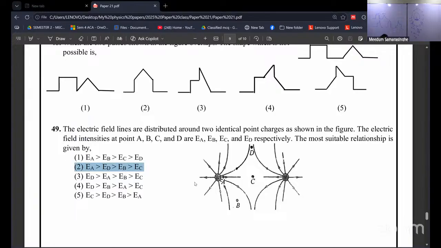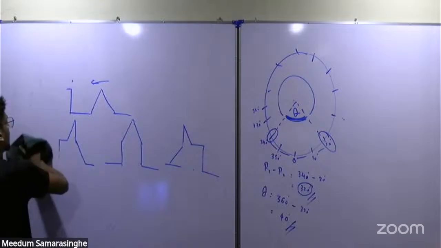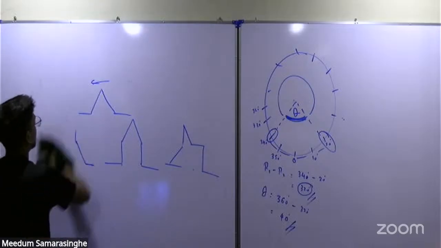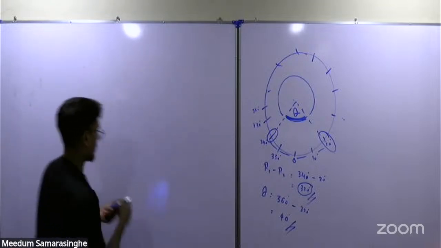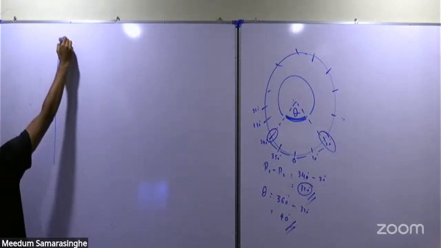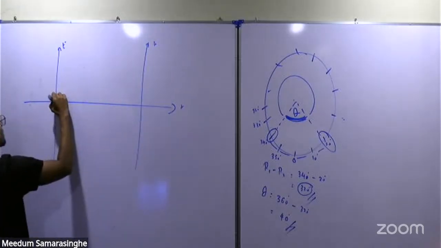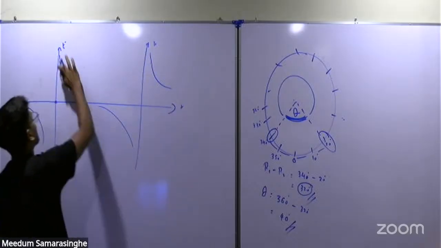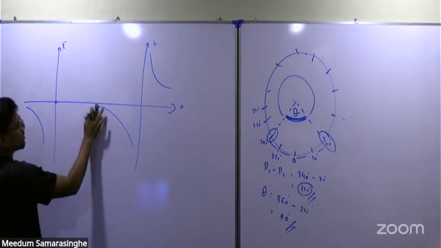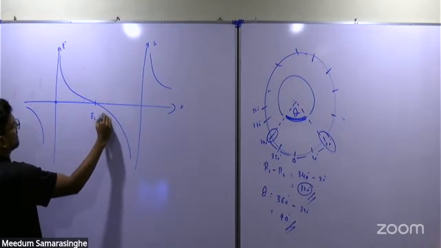Very easy. Why is the electric field strength at point A maximum? Can you remember, when there are two point charges, let's say two positive point charges, the electric field strength with distance graph, this is E. For each positive charge it is like this. When you apply the principle of superposition, these two will superimpose, so the resultant is like this. At the center, the electric field is zero.